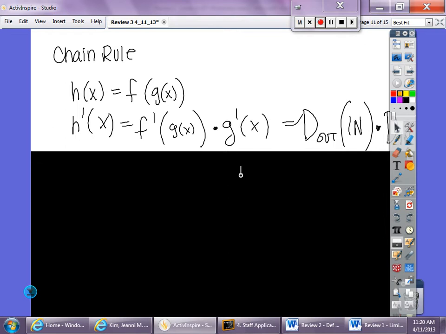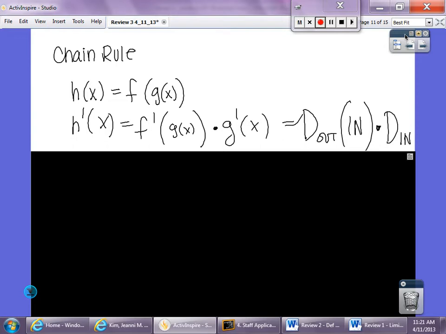Okay? All right. G of x, that's the inside. We're leaving it. G prime of x, derivative of the inside. So that's the notation. Most of you know that. You probably have it written in your foldable. Here's how we say it: derivative of the outside, leave the inside, times the derivative of the inside.